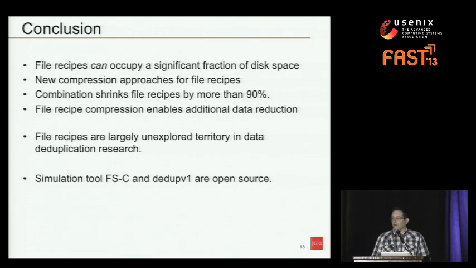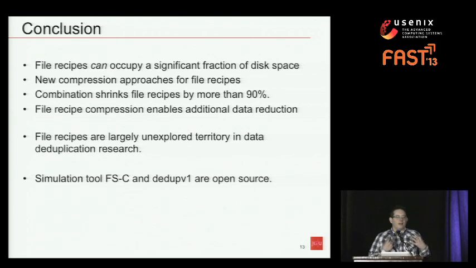Let me conclude this talk by repeating that file recipes can use significant disk space for backup systems with a high deduplication ratio. I presented new compression approaches and a combination of them to reduce the size of the file recipe data. This compression can be seen as providing additional storage savings in deduplication systems, in addition to the core deduplication and the compression of the container data that is common in deduplication systems.